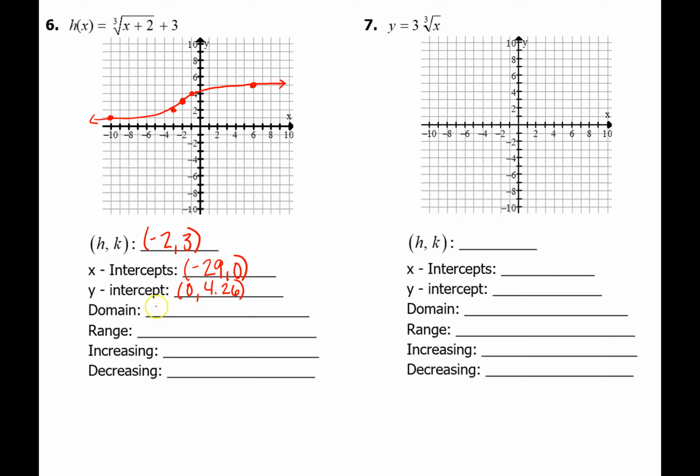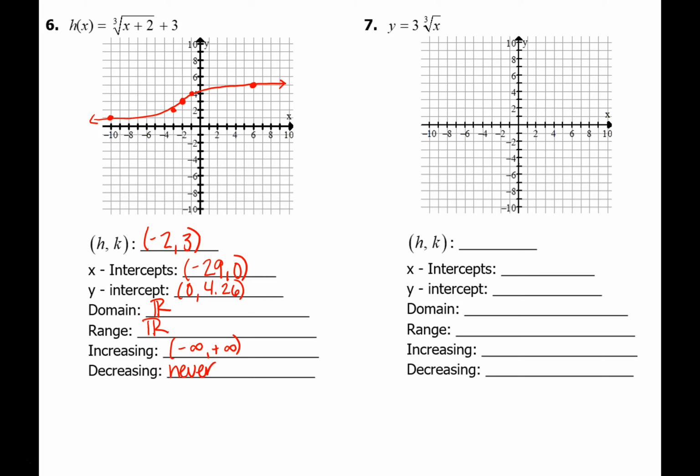The y-intercept is at 4.26. The domain is going to be all real numbers because it goes infinitely to the left and the right. The range is also going to be all real numbers. This one is going uphill the entire way when looking from left to right, so that means it's increasing from negative infinity to positive infinity, and it's never decreasing.